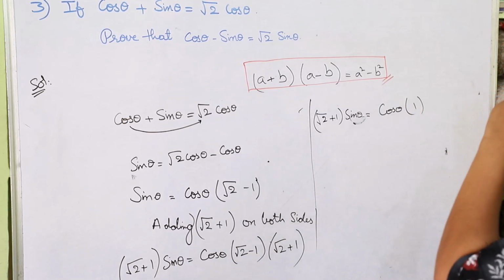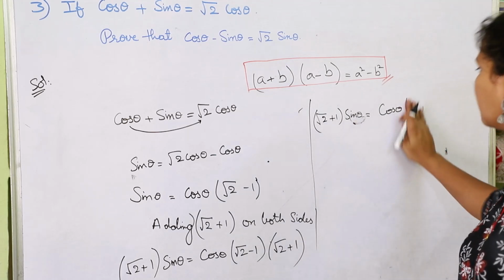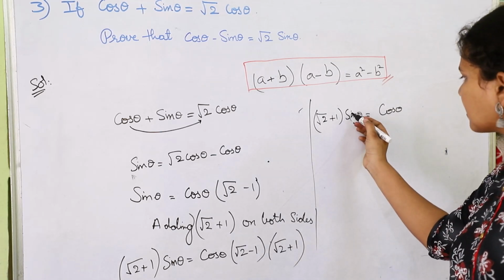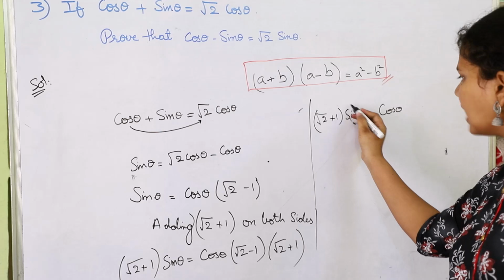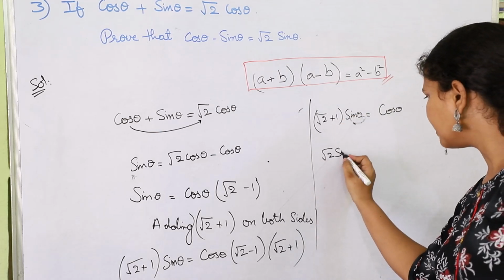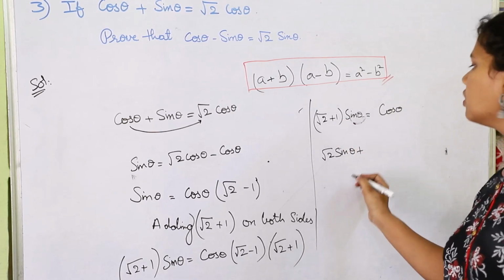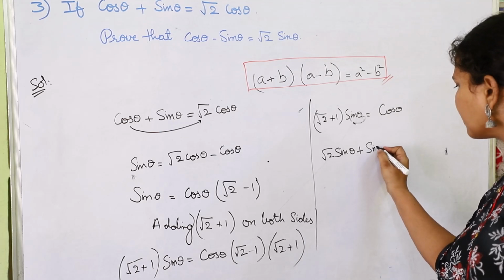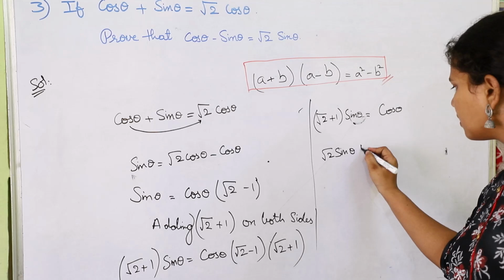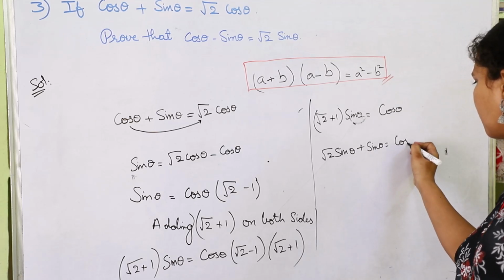Now root 2 plus 1 into sin theta equals cos theta into 1, and cos theta into 1 is cos theta, so no need to write 1. Clear till here? Now sin theta into root 2 becomes root 2 sin theta, and sin theta into 1 gives plus sin theta, which is equal to cos theta.